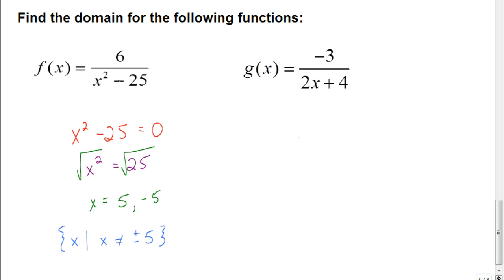So why don't you try this next one on your own. Pause the video at this point and hit play when you're ready to check to see if your answer is correct.